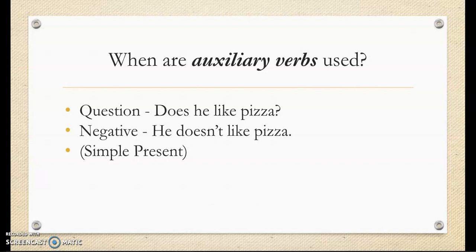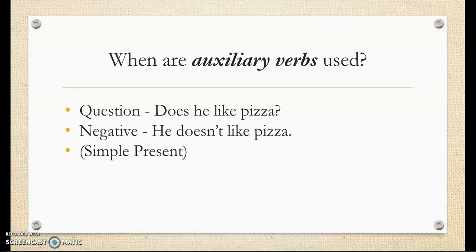When are auxiliary verbs used? When do we use them? There are two main times that we use them, which we will talk about today. So we use auxiliary verbs in questions, and we use them in negative statements or negative sentences.